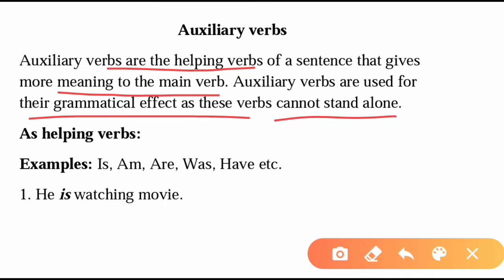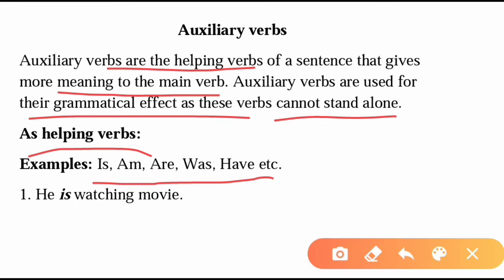With the auxiliary verbs, you can identify whether it is present tense, past tense, or future tense, or which kind of helping verb you have to use with different subjects or pronouns and all the grammatical things. These are basically auxiliary verbs used for the grammatical effect. So now let's see a few examples of the auxiliary. Is, am, are, was, have. So these are all helping verbs. We can call them auxiliary verbs. So now auxiliary verbs can be used as the helping verbs, you can see here, as well as modal verbs.